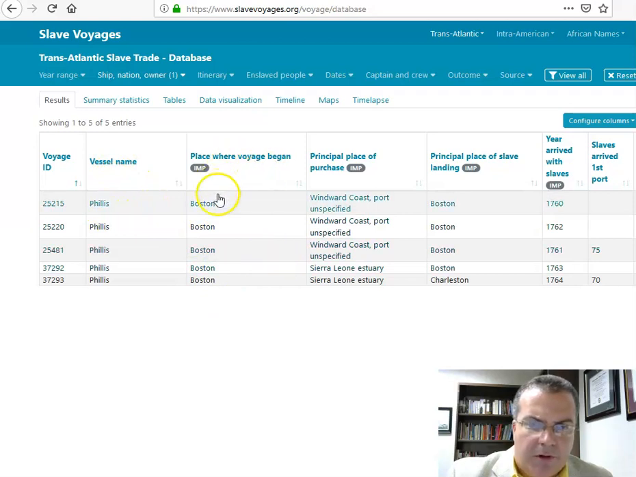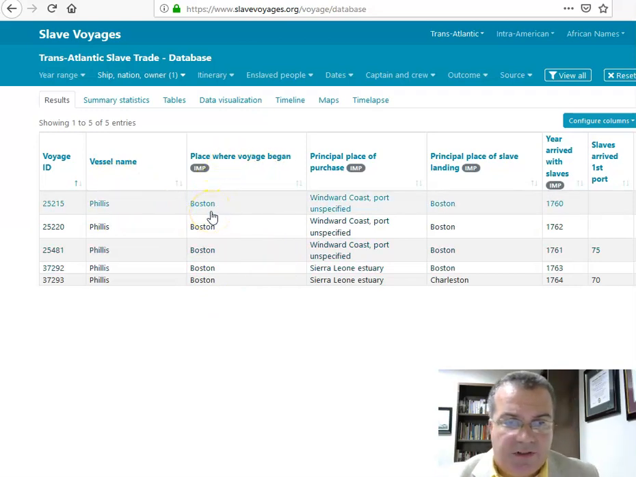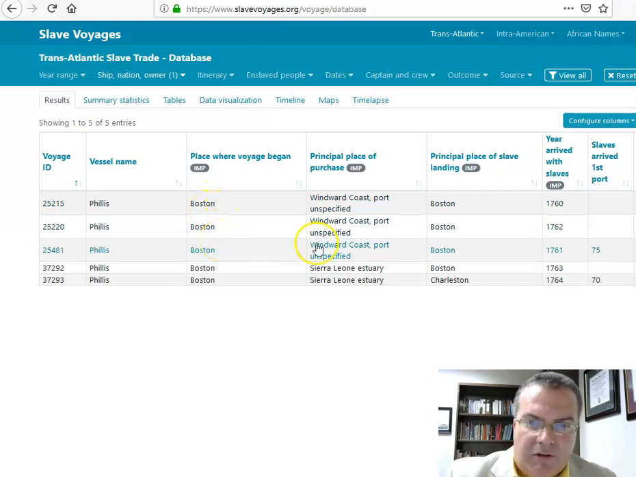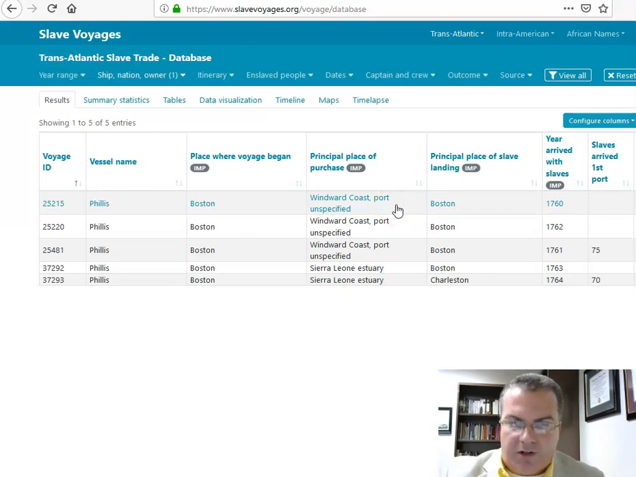and the place where the voyage began. The ship itself was based out of Boston, Massachusetts. During the colonial period, would have been part of the Kingdom of Great Britain, one of the 13 colonies. So if we're looking at specifics within the database, we can narrow it down pretty tightly to specific voyages.